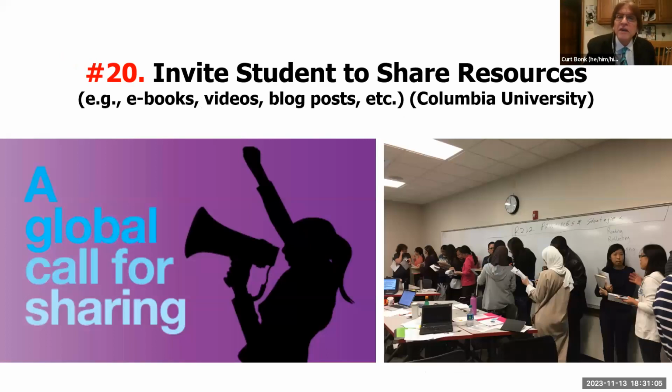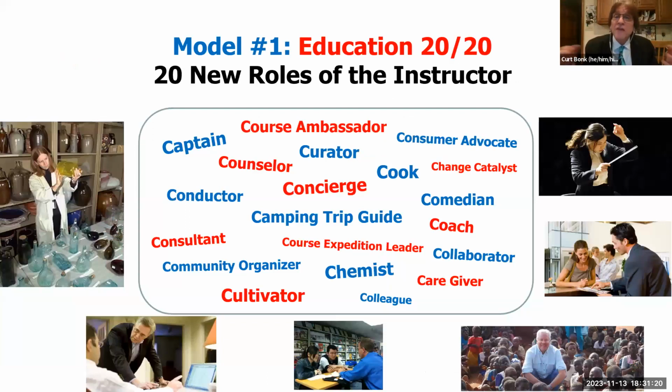And number 20, invite students in to share resources and share their values and what they've produced, and then save those in a gallery of best student work. That's from Columbia University. So sharing resources is critical today. Those are 20 ideas. I've got 4 different models I'll quickly mention before I close.